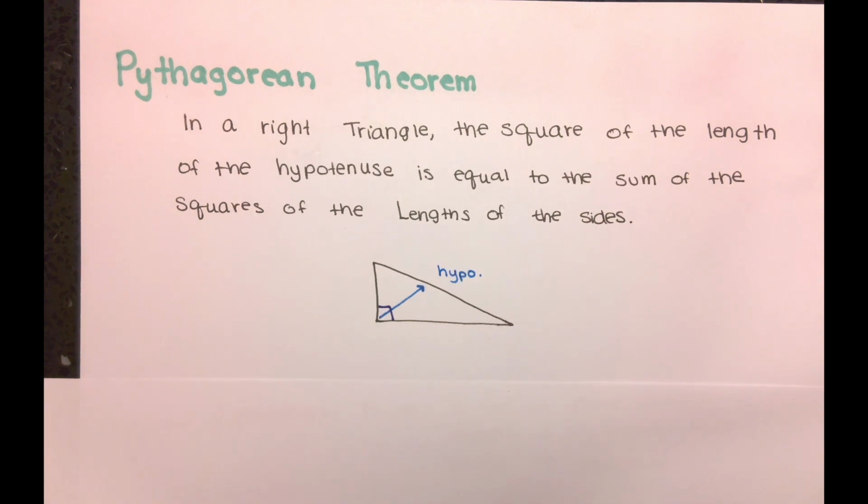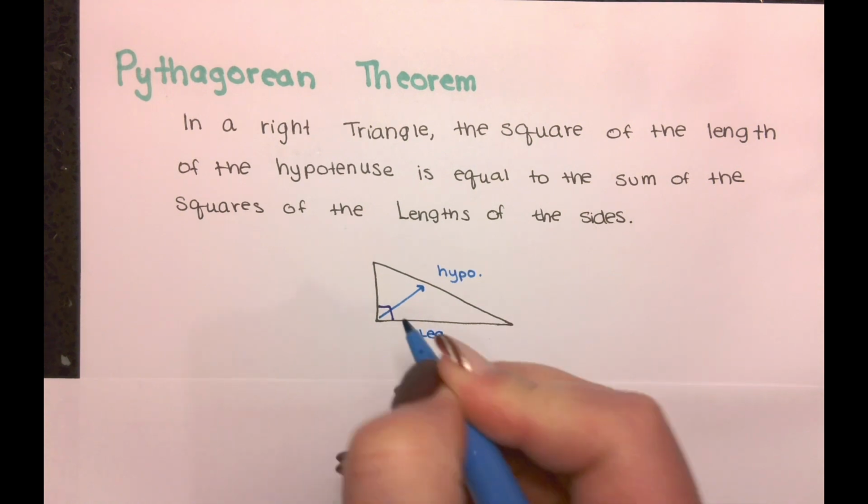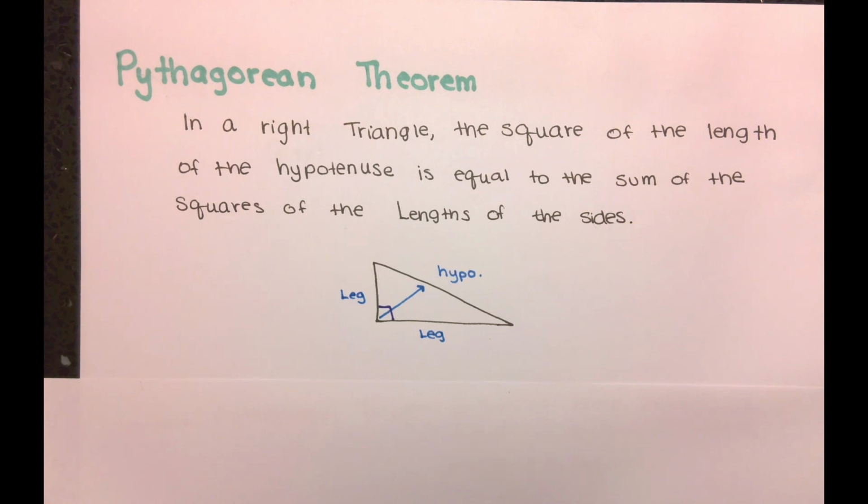Then we have the legs. Okay, we have the legs of a triangle or the sides. So we have a leg here or a side, and we have a leg here or a side. Doesn't matter which one we have here and here. When we write out the formula, the order can be switched. Now, what cannot be switched is the position of the hypotenuse. Hypotenuse has to be the largest side.